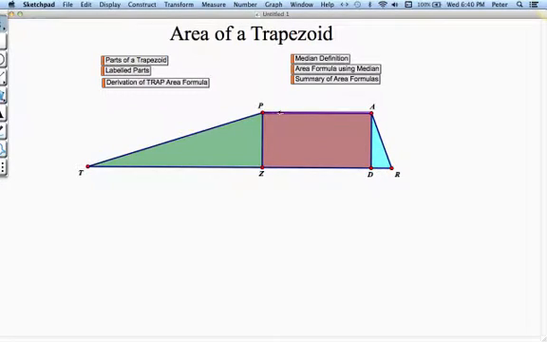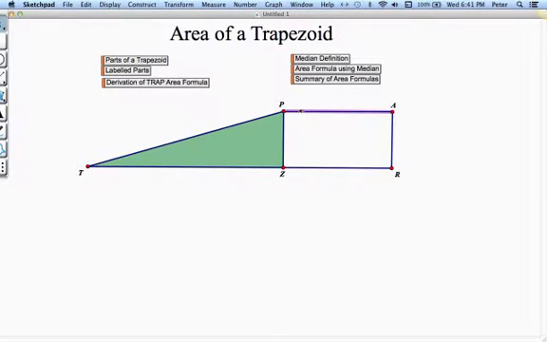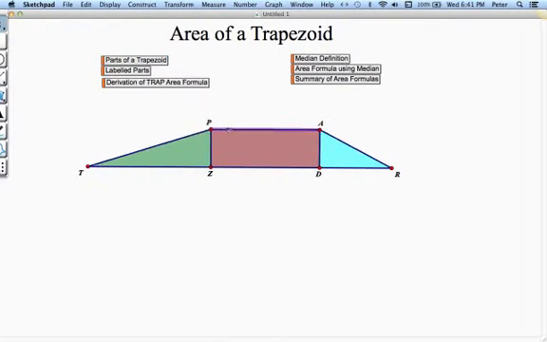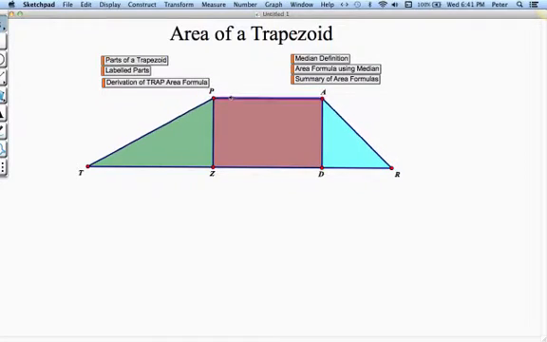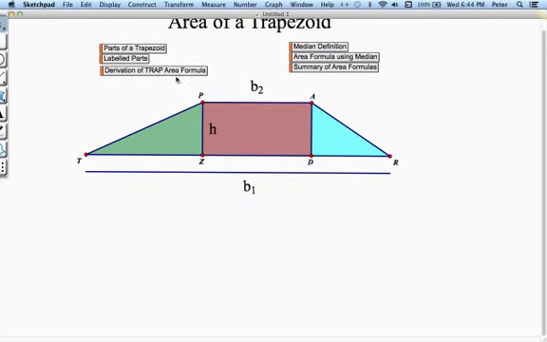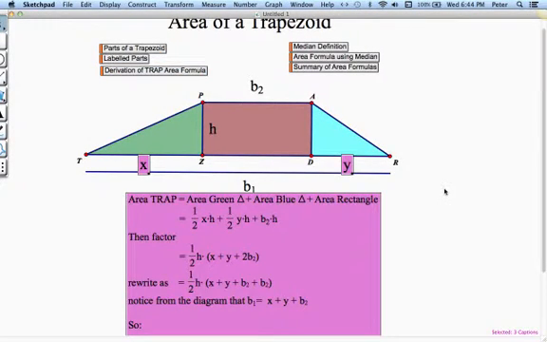You have some that, quite frankly, look like just a rectangle with a triangle next to it. Others can be very short and squat, or really tall and wide. So they come in all different sorts of shapes. Okay, so let's take a look at the derivation of where this area formula for trapezoids comes from.